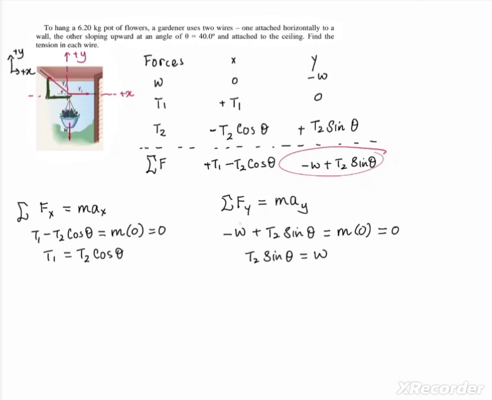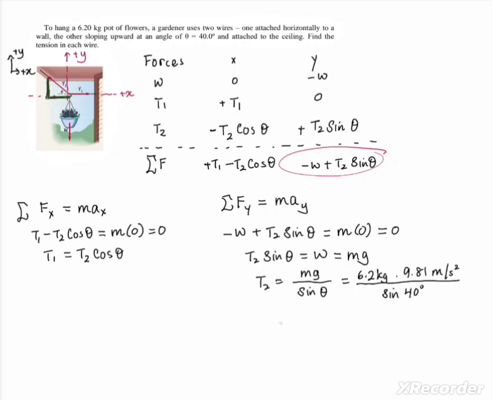So we take W from the left hand side of the equation to the right hand side of the equation. So the negative W became positive W here. And we know that W is equal to mass times gravity. So T2 is mg divided by sine of theta. So good news is that we know these values. So 6.2 kilograms times 9.81 meters per second squared, and then sine of 40 degrees.